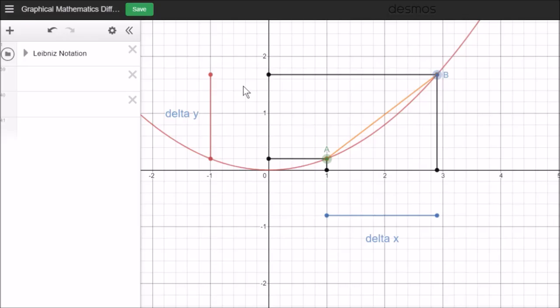Now let's look at a different notation for differentiation. This is called the Leibniz Notation. Now the idea here is that if we had the chord here, and if the point B was to get closer and closer to point A, we've seen that the gradient of the chord would tend towards the gradient of point A. So that's what we did whenever we were doing our differentiation.